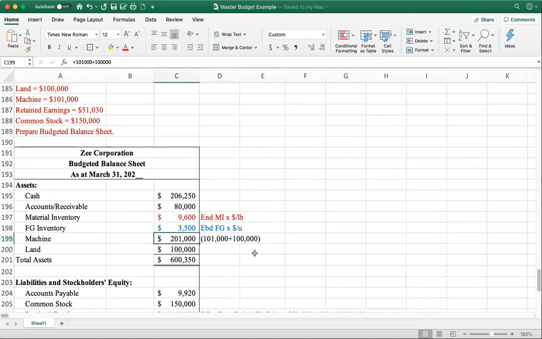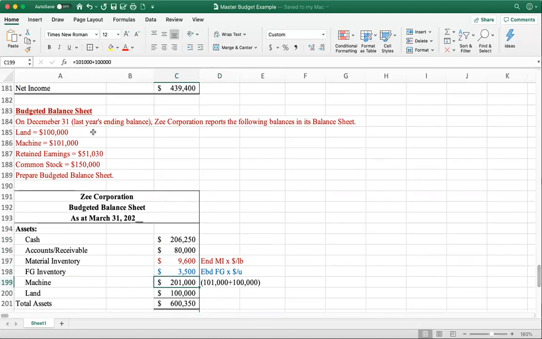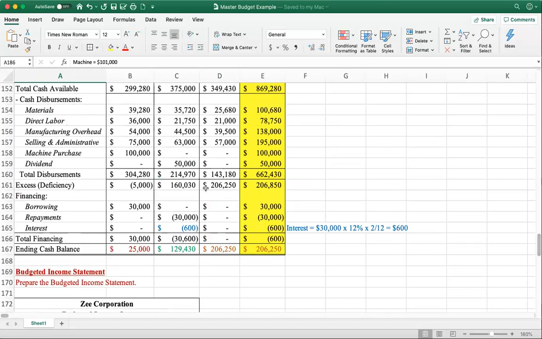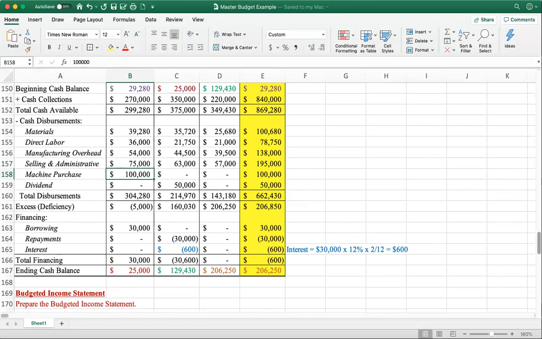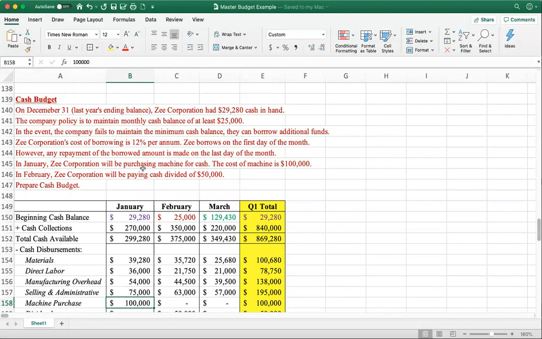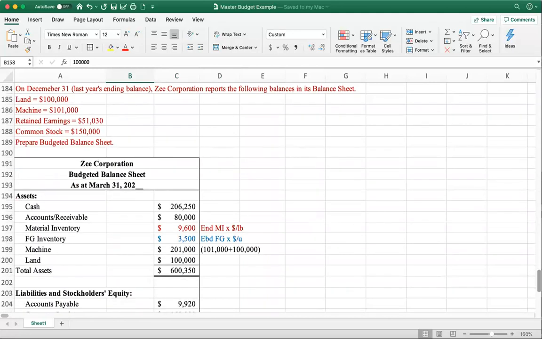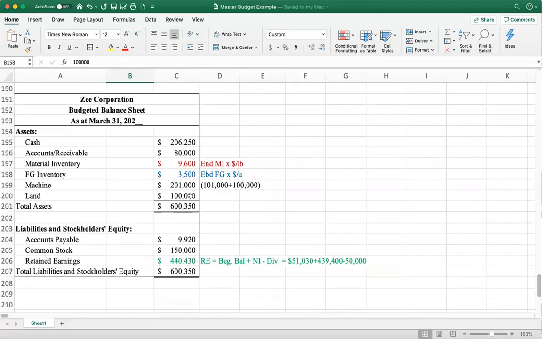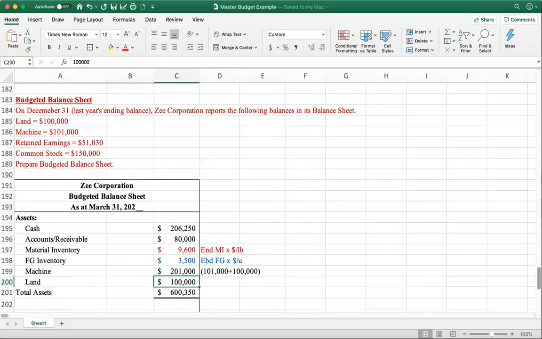Then we have machine reported 201,000 because we have $101,000 machine ending balance listed in the balance sheet. And then we purchased $100,000 worth of machine during this period, reported in your cash budget. You purchased it for cash. So you can see here in January, Z Corporation will be purchasing machine for cash amounted to 100,000. So we reported that here, that makes $201,000 worth of machine. The land is $100,000. That information is also provided in the question. When you add all those amounts together, we'll get $600,350 for your total assets.